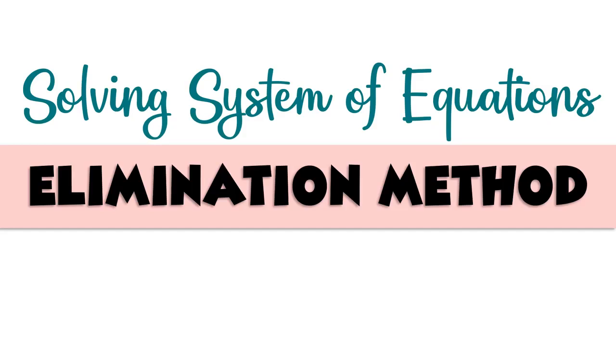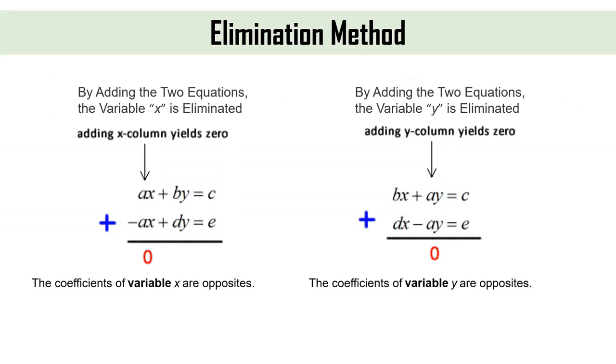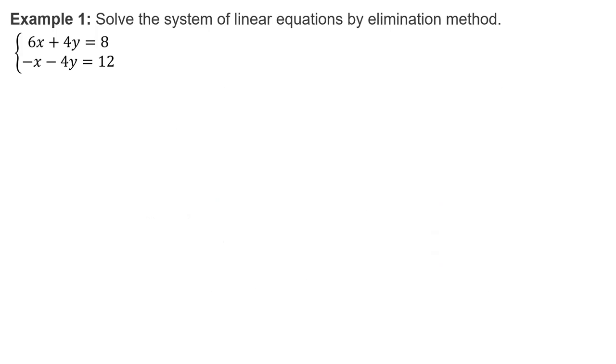Solving system of equations using elimination method. We call this elimination method because we have to eliminate a variable first to solve for the other one. You may decide what to eliminate, either x or y, depending on the situation, whichever is easier to cancel. Let us have an example.